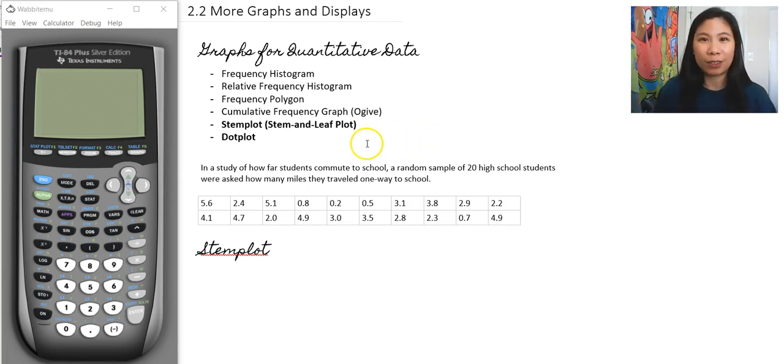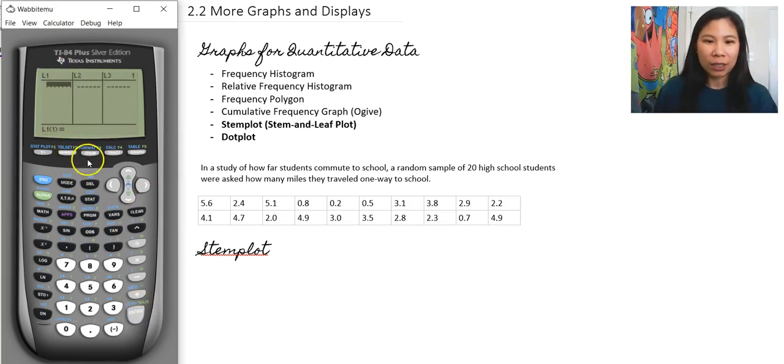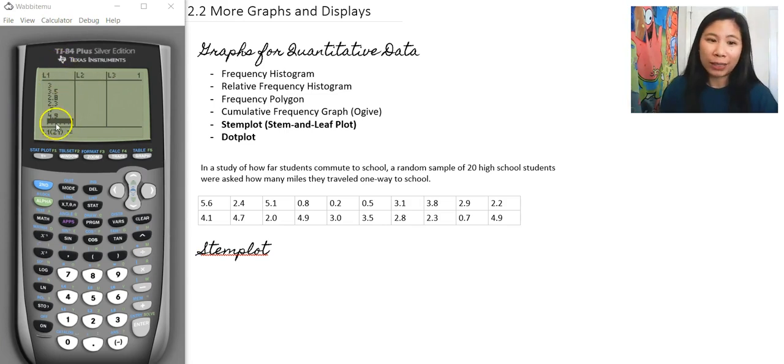So I'm going to do this in the calculator, just because our calculator can put things in order really easily. Just as a reminder, we're going into Stat and then Edit to list our numbers out. So I'm going to type in all my numbers, 5.6, enter, 2.4, enter, 5.1, enter, and I'm going to continue on. So I've got all my data in the calculator. I'm on the 21st spot that's empty, so that means I have 20 data points in my list.